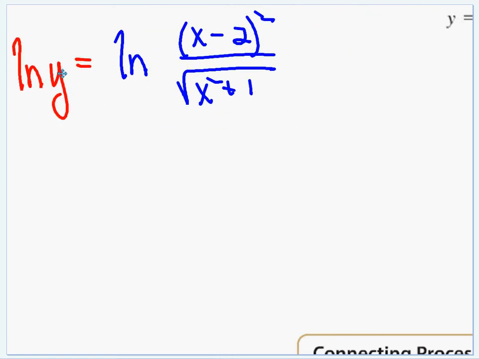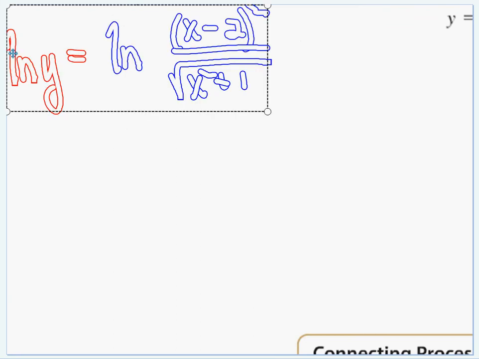Now I'm going to run out of room very quickly, so I'm going to sort of disregard this ln of y for a little while. It is very easy to forget that we did this step, and at the very end you're going to get an answer. And remember, the answer you find is not y equals, it's the natural log of y equals. So at the very end, we're going to have to get rid of that natural log that we introduced in this first step.